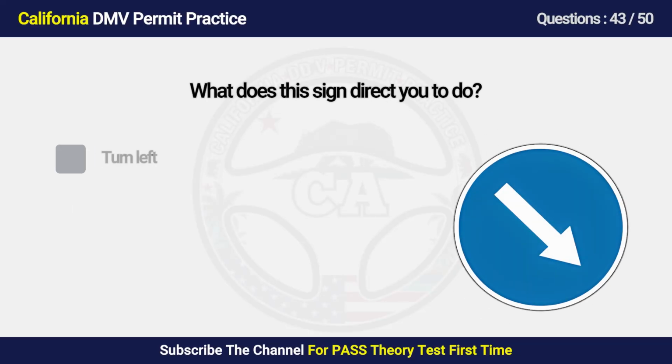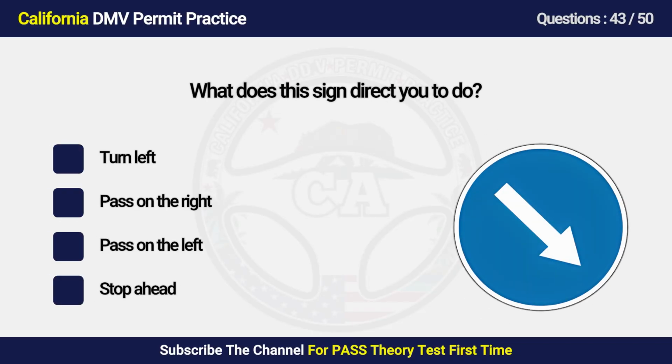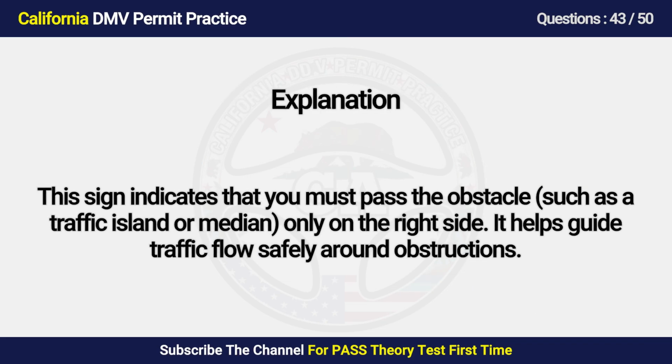Question 43. What does this sign direct you to do? A. Turn left, B. Pass on the right, C. Pass on the left, D. Stop ahead. Answer is B, pass on the right. This sign indicates that you must pass the obstacle, such as a traffic island or median, only on the right side. It helps guide traffic flow safely around obstructions.